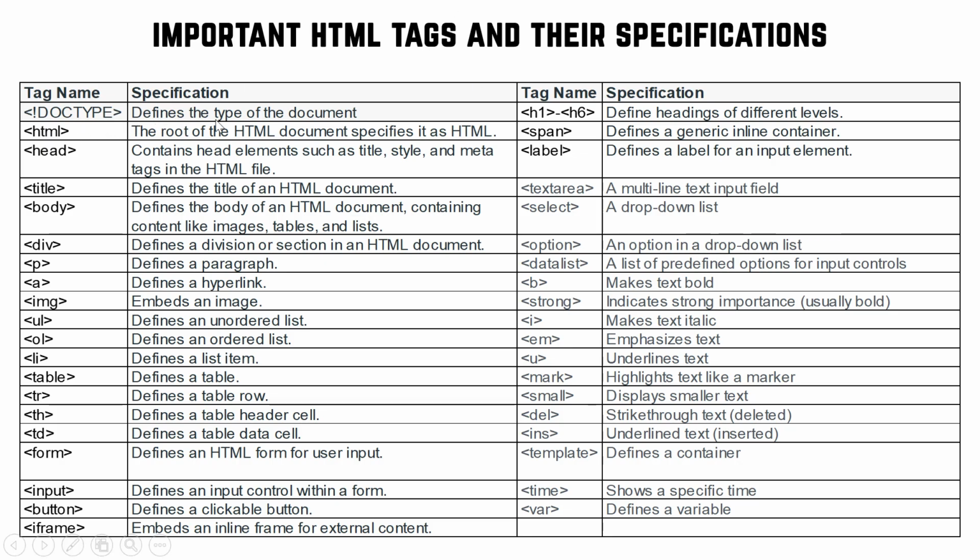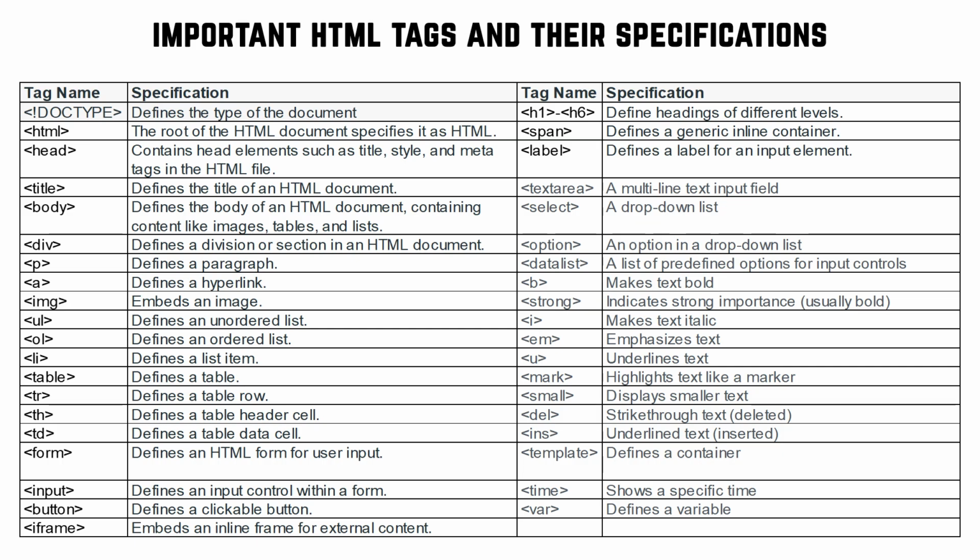Doctype is nothing but defining the type of the document. HTML is the parent tag, right, the root tag of the HTML document. Then the head tag will be there, where the developer will give head elements like title, style, and meta tags. Then the title tag will define the title of the HTML document. The body tag gives the body, where you can have content like tables, lists, images.